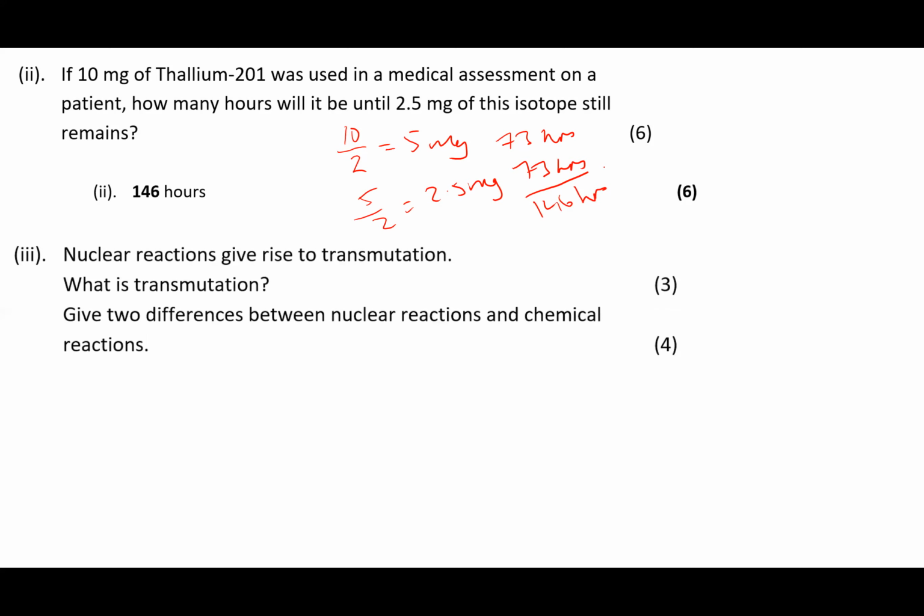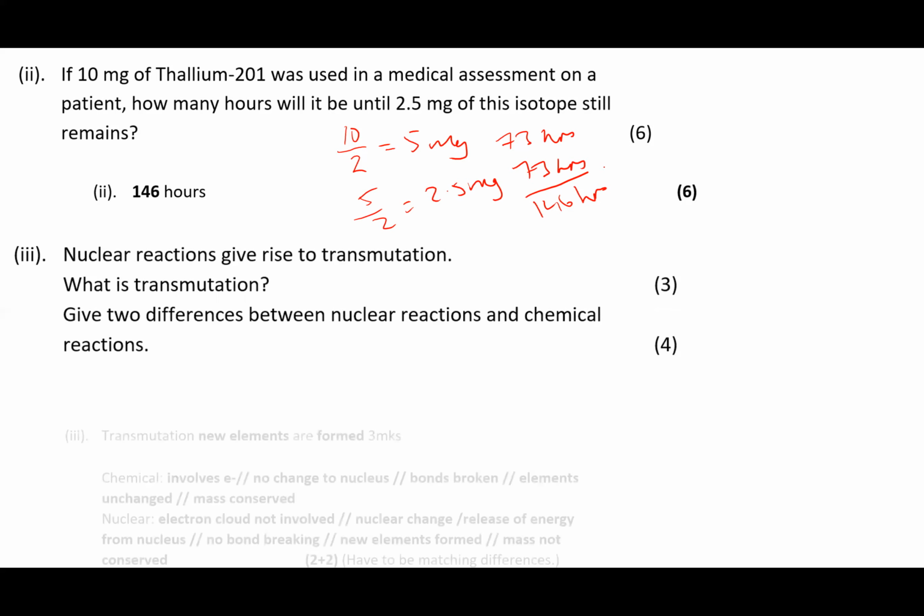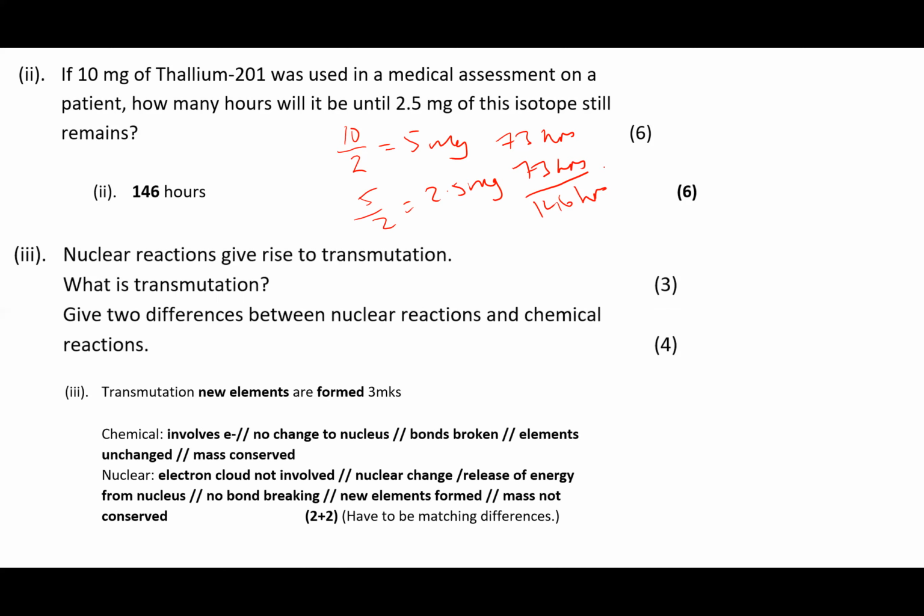Nuclear reactions give rise to transmutation. What is transmutation? And give 2 differences between nuclear reactions and chemical reactions. Transmutation is where a new element is formed, 3 marks. And the differences between a chemical reaction and a nuclear reaction, you can see them there, there's loads. Chemical involves electrons, in nuclear the electron cloud is not involved. Chemical, there's no change to the nucleus. In nuclear there is a change in the nucleus.